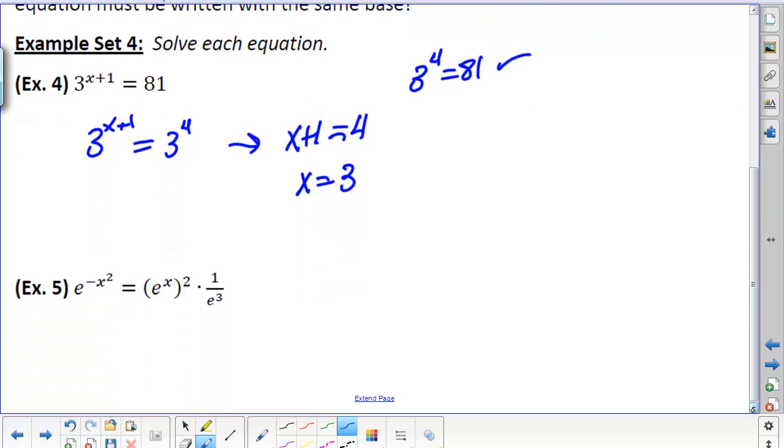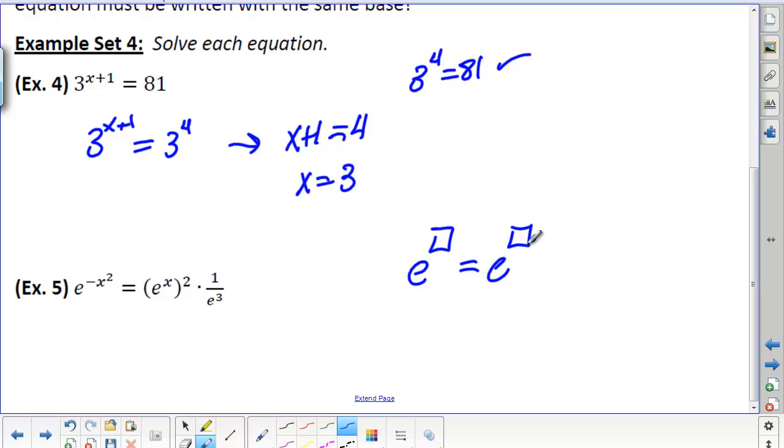e to the negative x squared equals a bunch of stuff. e to the x squared times 1 over e cubed. Now here's where we need to get into some of those properties of exponents, because again, this needs to ideally be written as e to some power equals e to some power, right? That's kind of the form we want.